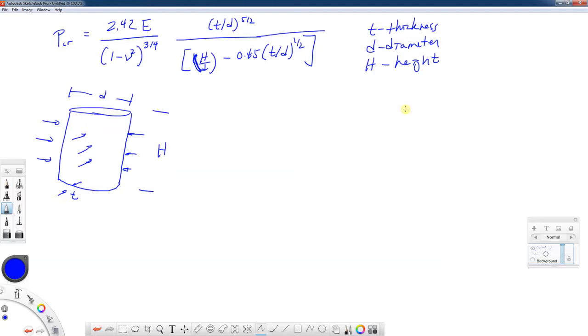Now, if you were to apply stiffening rings to this cone, let's talk about that situation. See if I can draw a cylinder here.